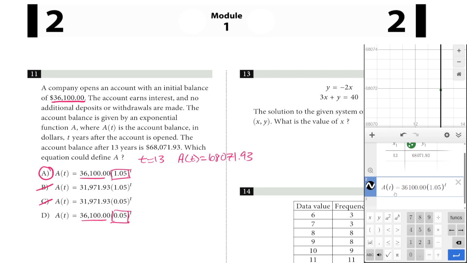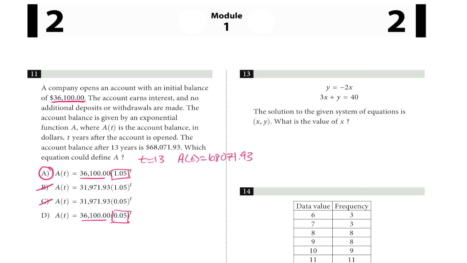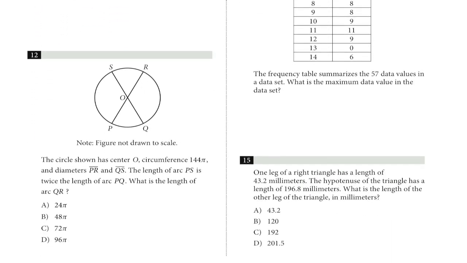You could also guess and check by using your calculator. You could plug in 13 to every answer for t and just see if you get 68,071.93. So it's the same thing as Desmos. It's just you're actually calculating it rather than visually seeing that it passes through the point. Okay, so moving on. And again, on the SAT, almost every question has multiple ways you could do it. It could be something with the calculator. It could be something with Desmos. It could just be doing it by hand. It's whatever way you see it makes the most sense for you.